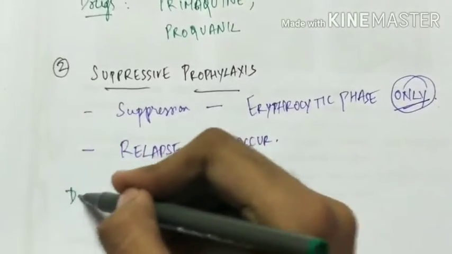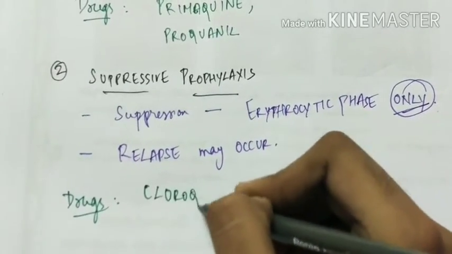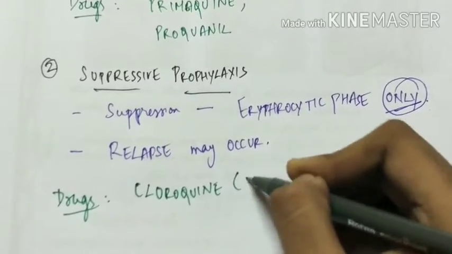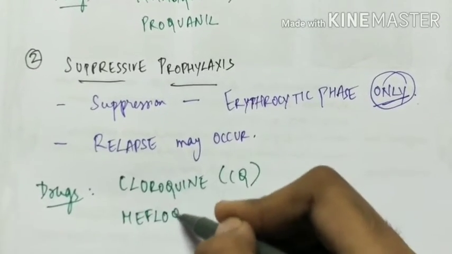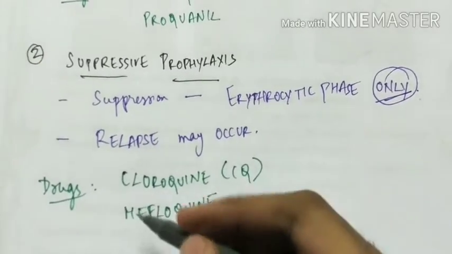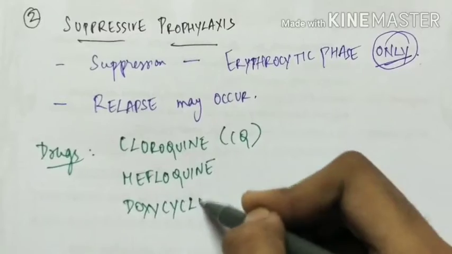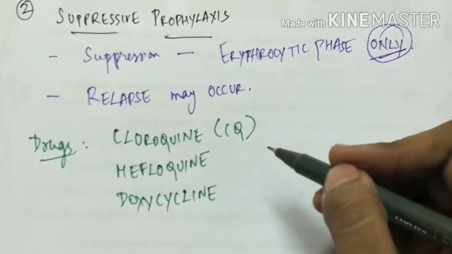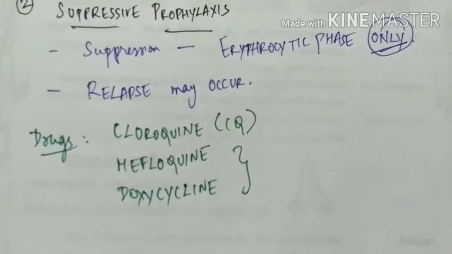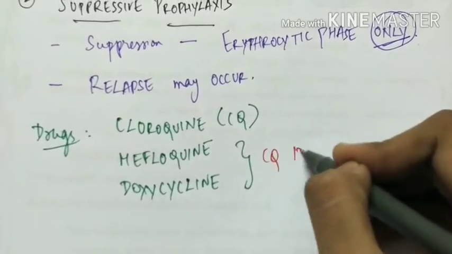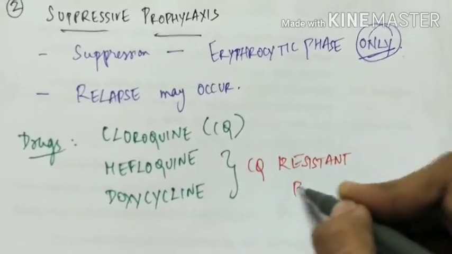The drugs used here include chloroquine, referred to as CQ, mefloquine, and doxycycline, which is an antibiotic. These are used in case of chloroquine resistant Plasmodium falciparum.